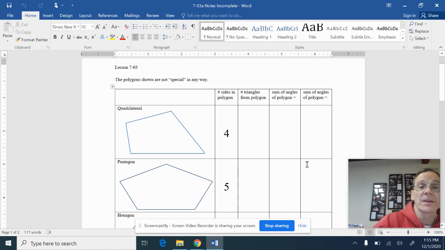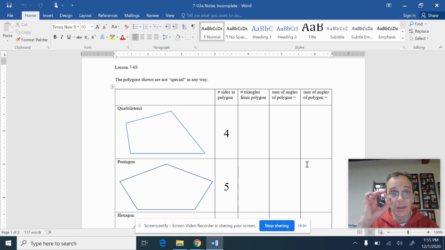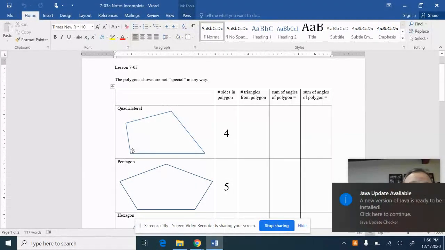All right, lesson 7-3. Let's see if I can make this shorter than the last one, huh? You know that the sum of the angles of any triangle at all is always 180 degrees. So what about polygons that have more than three sides? What, for instance, about a quadrilateral?